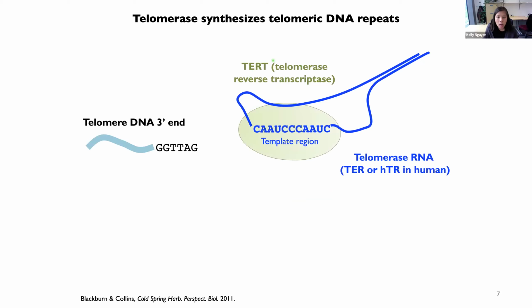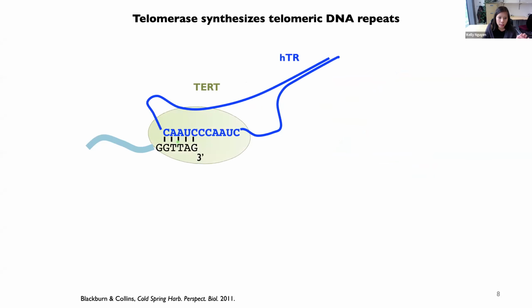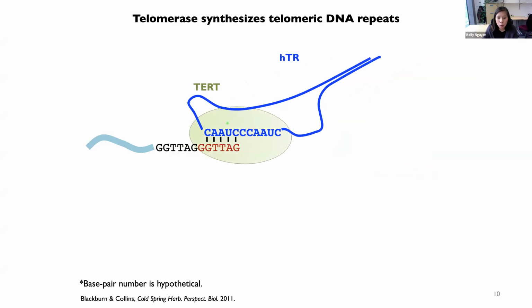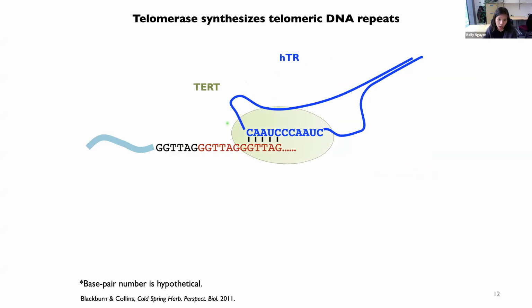But unlike retroviral RT, telomerase is special in that it also contains an RNA component, and this is called hTR in human. And this RNA has a very small region that we call the template region, and half of it can specifically find the end of the DNA by very simple base pairing, as you can see here. And then the other half of the template is used by the reverse transcriptase to synthesize the exact GGTTAG repeats. And furthermore, what is also special about this enzyme is that it can do this multiple times every time it binds to a DNA target.